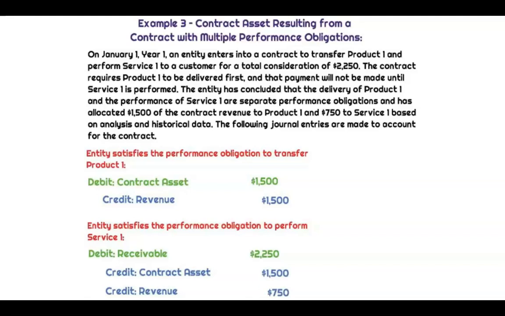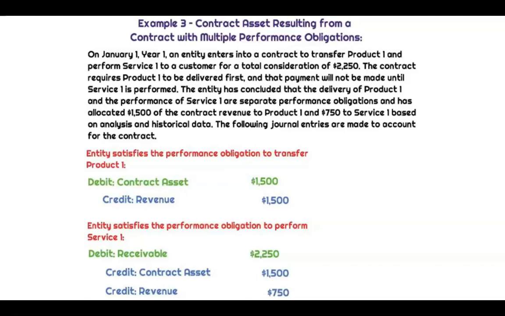Okay, so we know that the delivery of product one and the performance of service one are separate performance obligations. So when it comes to recording the delivery of product one, we're going to record a contract asset for the $1,500 amount, and we're going to go ahead and record revenue, right? We're going to record revenue because it has been earned. Just because we're still awaiting payment doesn't mean we haven't fulfilled the performance obligation, right? We delivered product one.